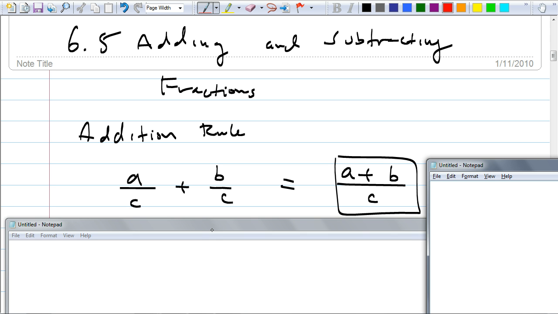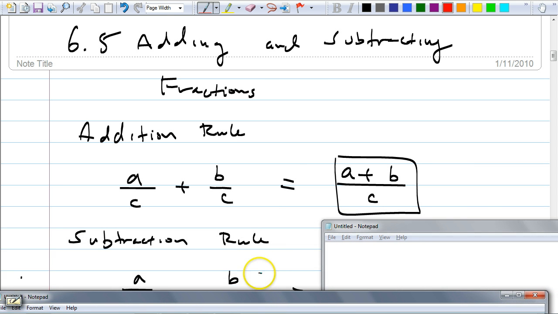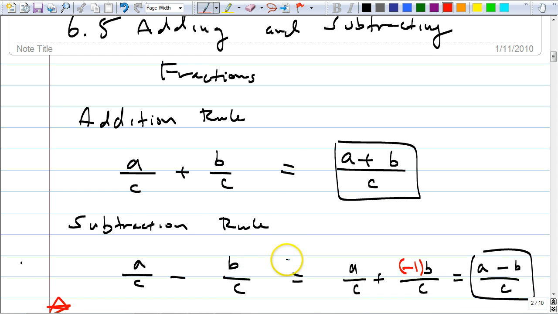Of course, when you have subtraction, same thing happens, right? As long as you have a common denominator, the subtraction rule gives you A minus B over C. Because I could rewrite this using the definition of subtraction. It just becomes A over C plus negative B over C, and then I get A minus B over C.